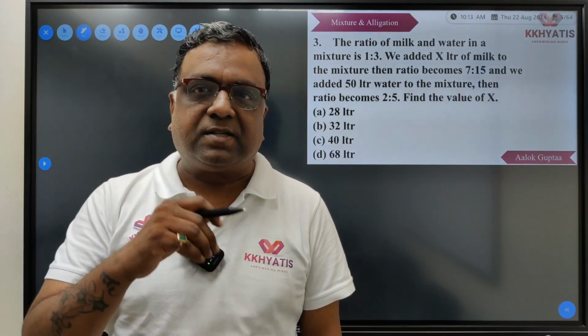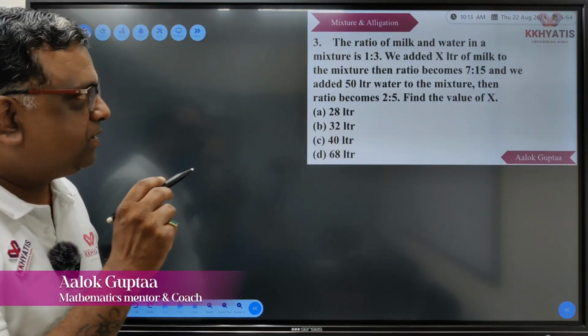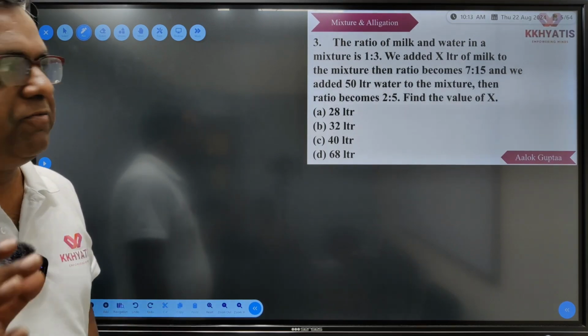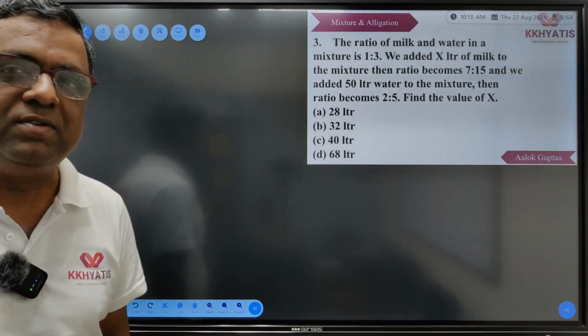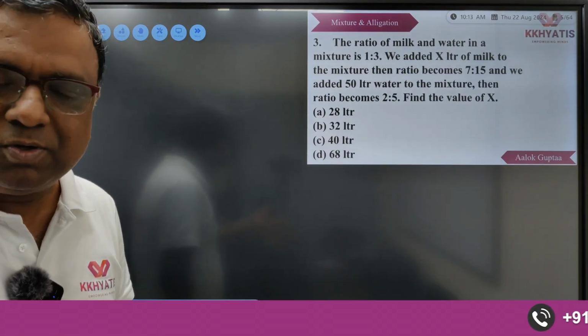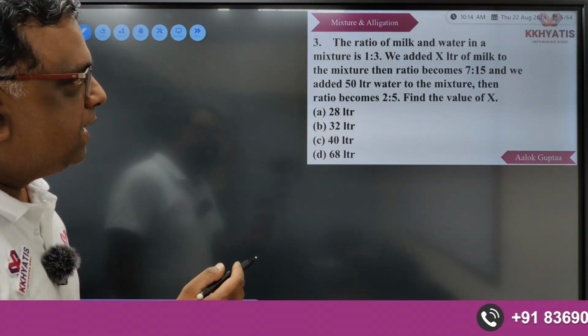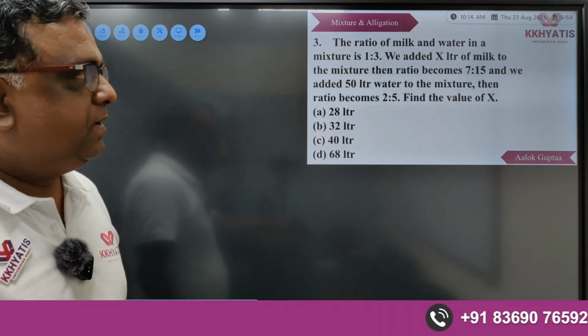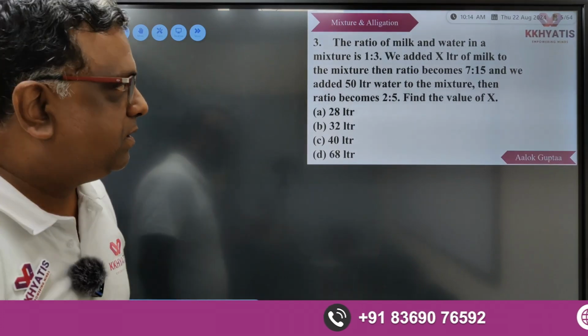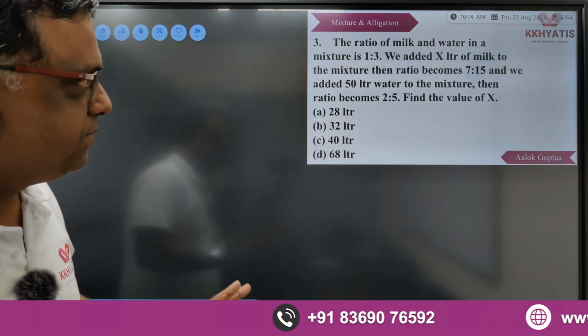So let's move to the next sum, which says the ratio of milk and water in a mixture is 1:3. We added X liter of milk to the mixture, then the ratio becomes 7:15. Fine, because when we add something, the original ratio is going to change. And then we added 50 liters of water again to the mixture, then the ratio became 2:5. Find the value of X, right?